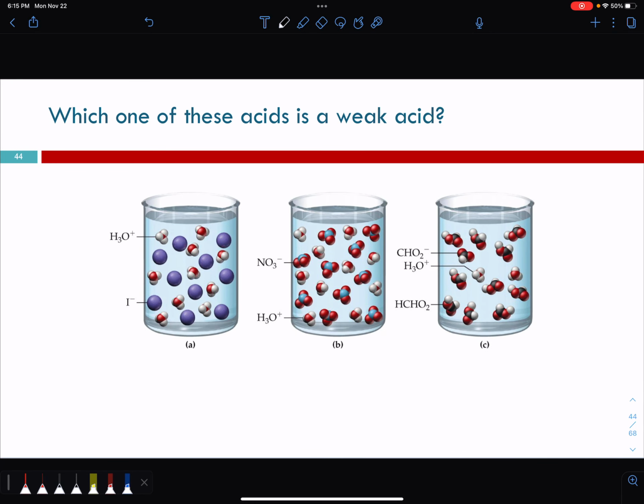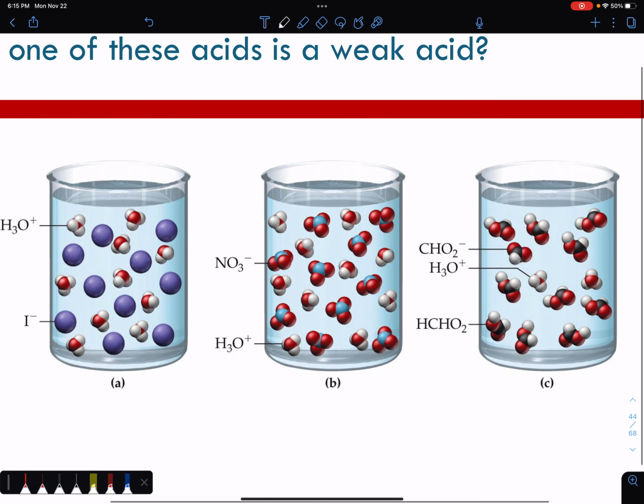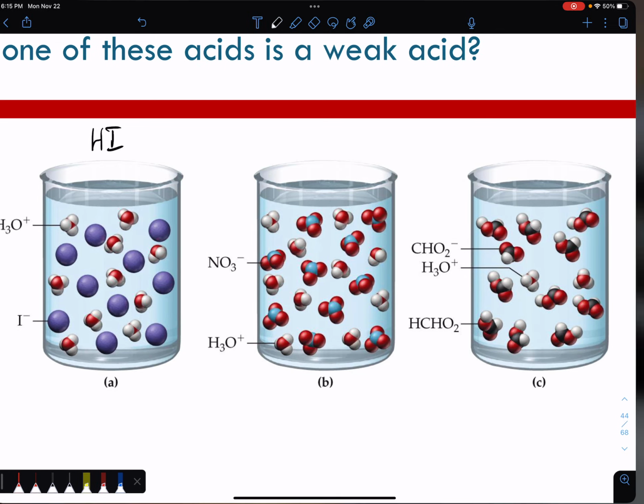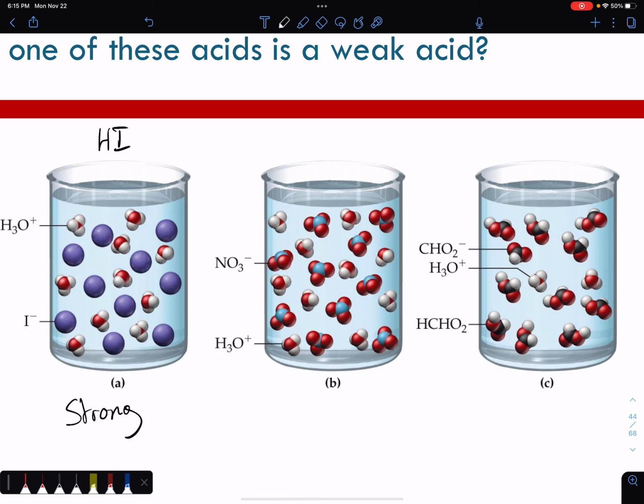All right, so which of these is a weak acid? Remember, weak acids hydrolyze only partially, whereas strong acids hydrolyze completely. So if we start with A, these purple ones are iodide. This is our H3O plus. The acid that would have been added here would be hydroiodic acid, but we're not seeing any iodines that are combined with hydrogen still. So that would be a strong acid. So that's what ionizing is, right? Yes, ionizing meaning it's removed, or actually can be removed.